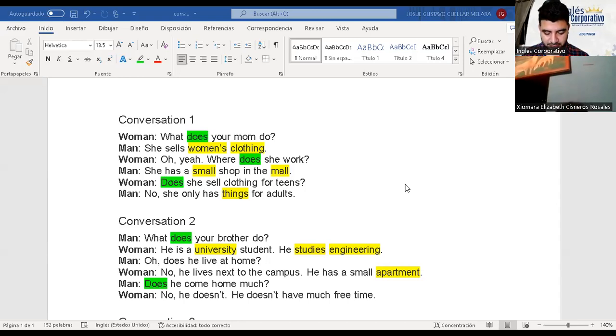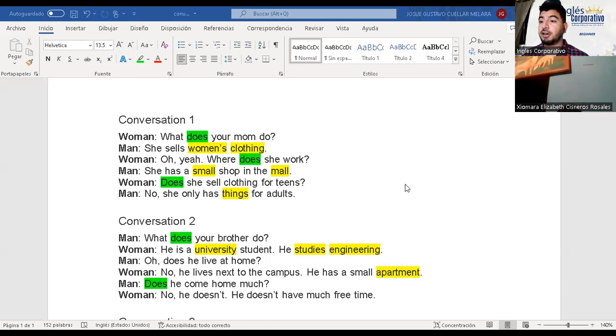Sorry. No problem. She sells women's clothing. Women's. Mm-hmm. Oh, yeah. Where does she work? He has a small shop in the mall. Does she sell clothing for teens? No, she only has things for adults.